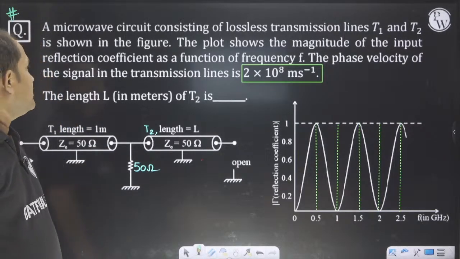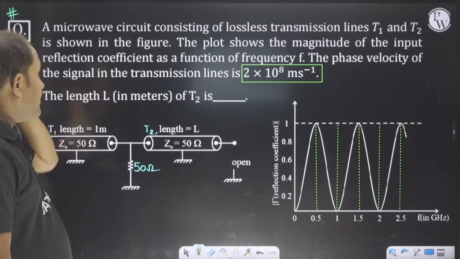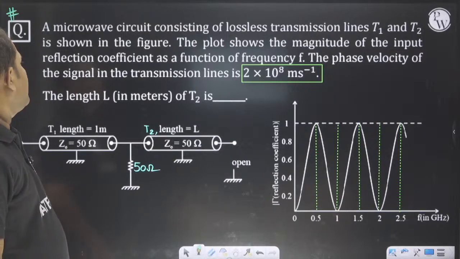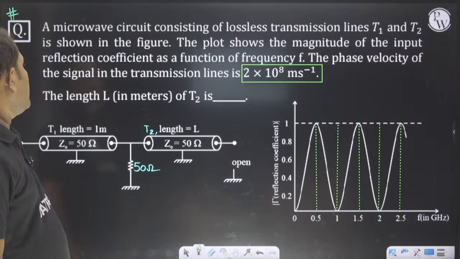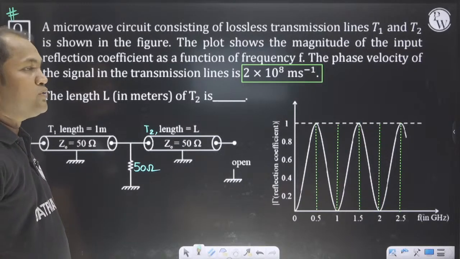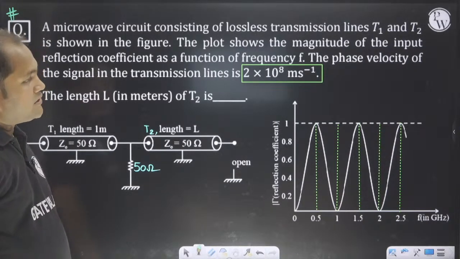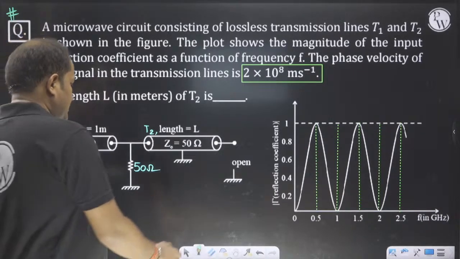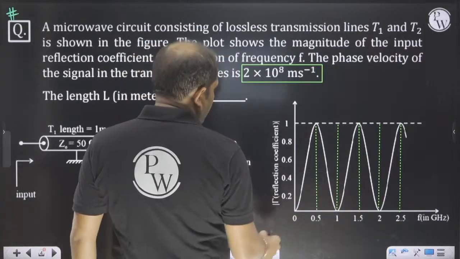What is the question? A microwave circuit consisting of lossless transmission lines T1 and T2 is shown in the figure. The plot shows the magnitude of the input reflection coefficient as a function of frequency f. The phase velocity of the signal in the transmission line is 2 into 10 to the power 8 meter per second. The length of T2 is asked.